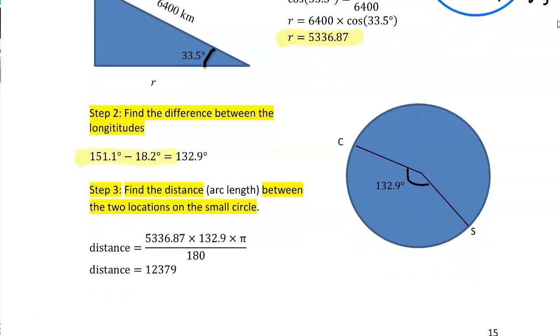So we want to find that arc length, the distance between those 2 points, between Sydney and Cape Town. So pop it into my arc length formula, and you can see I'm using here the radius I found up here, because that's the radius of the circle. The angle between them and the rest of it is the same, to find our distance of 12,379 kilometres.